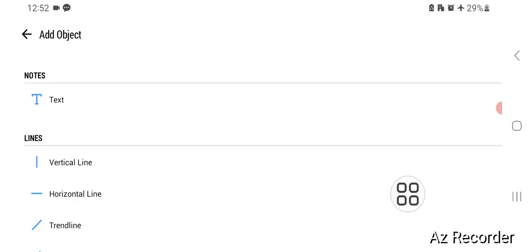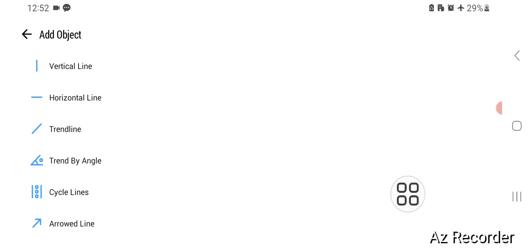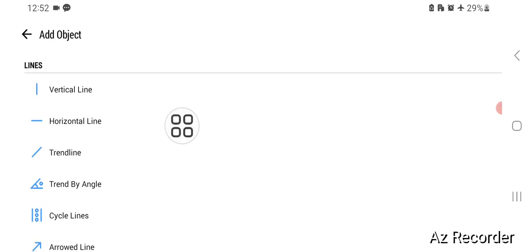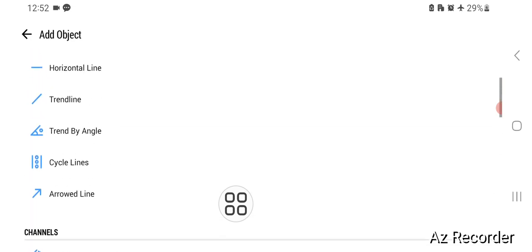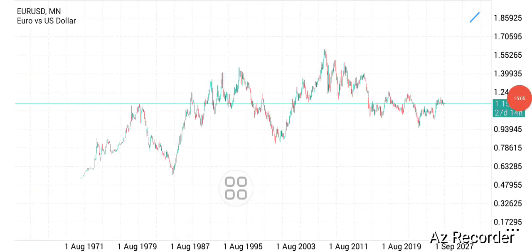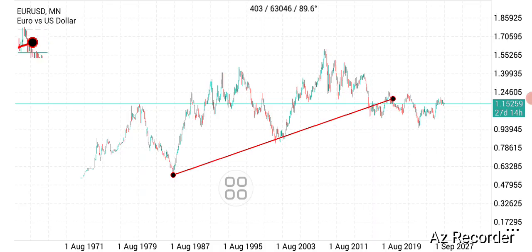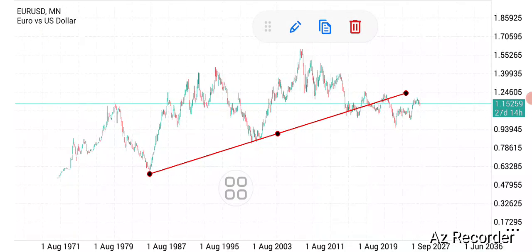Just touch it and you find we have several tools here that you can use. We have the vertical, the horizontal line, trend line. Down here we have other two, equidistance and all that. So you can just touch trend line. You already have it, and we can just touch the screen or touch the graph, and you can be able to draw easily. We are using trend line because trend lines are easy to draw.